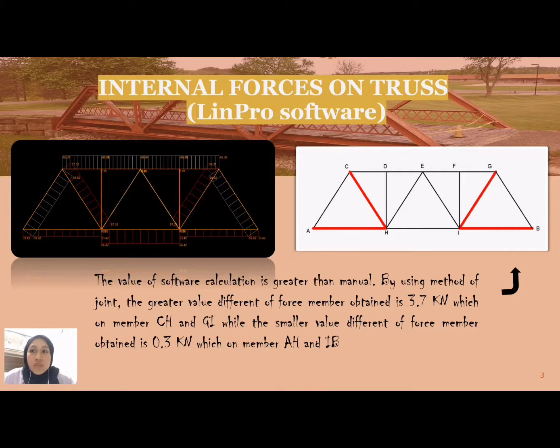By using the method of joints, the greatest force difference obtained is 3.7 kN, on members CH and GI, while the smallest force difference obtained is 0.2 kN, on members AH and IB. All the members you can see in the white box in this slide.